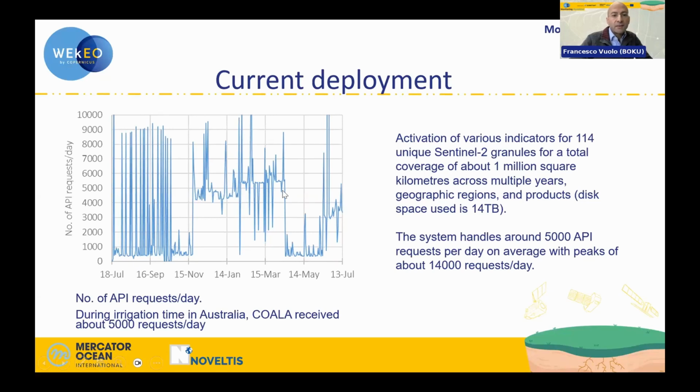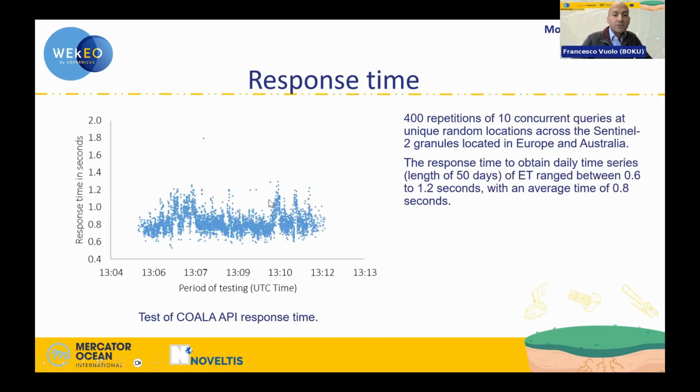Services are mostly active in Australia, and you see that this starts in November with the start of the growing season and ends in May. This is the most active period. Also, the response time, just to give you an idea, this is for evapotranspiration. So if you request 15 days of evapotranspiration, you will probably wait 1 second for the response.